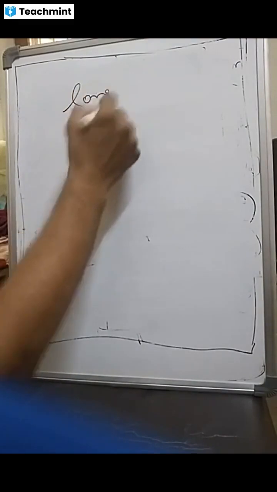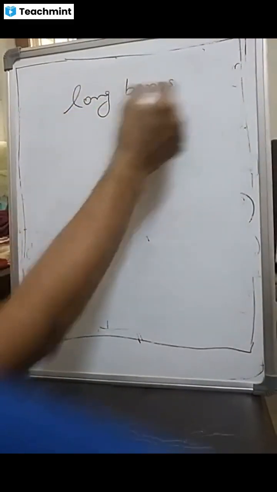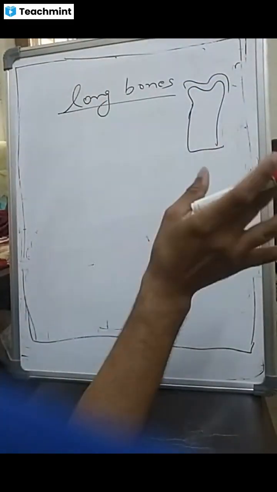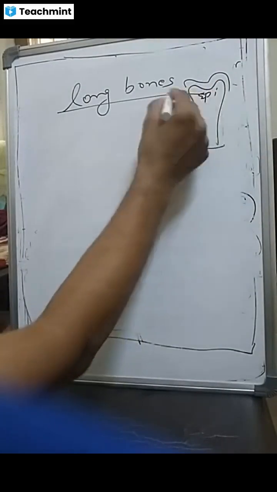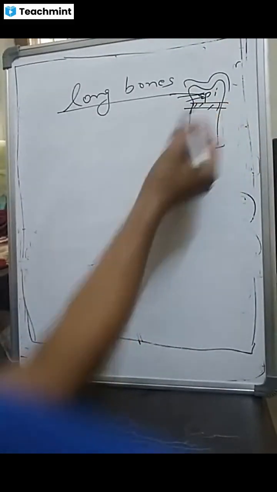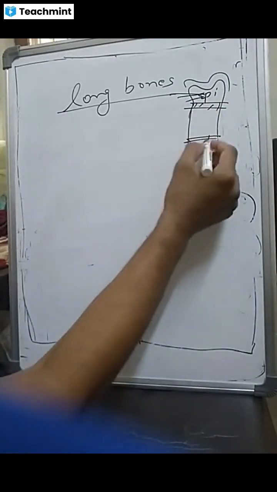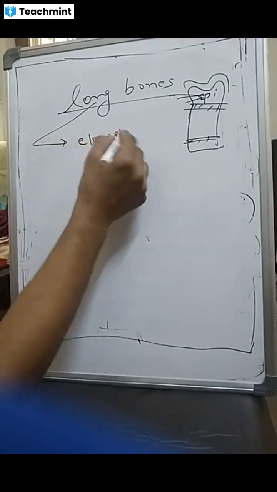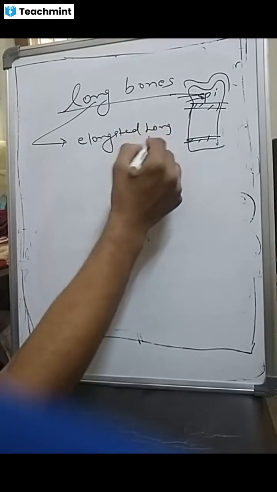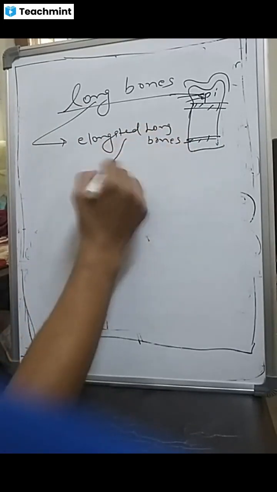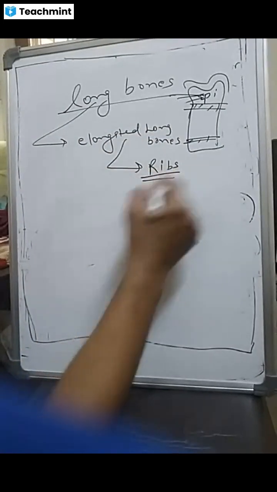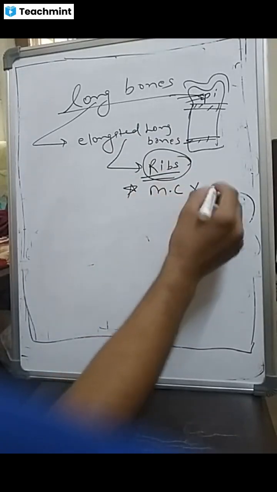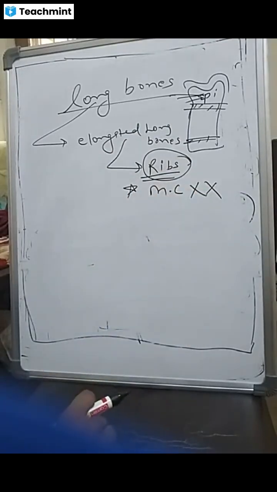So our topic was long bones, where we saw the parts of the long bone: articular cartilage, epiphysis, physis, and the classification. Then among long bones, there are elongated long bones and ribs. The most important MCQ about the ribs is that the medullary cavity is absent.